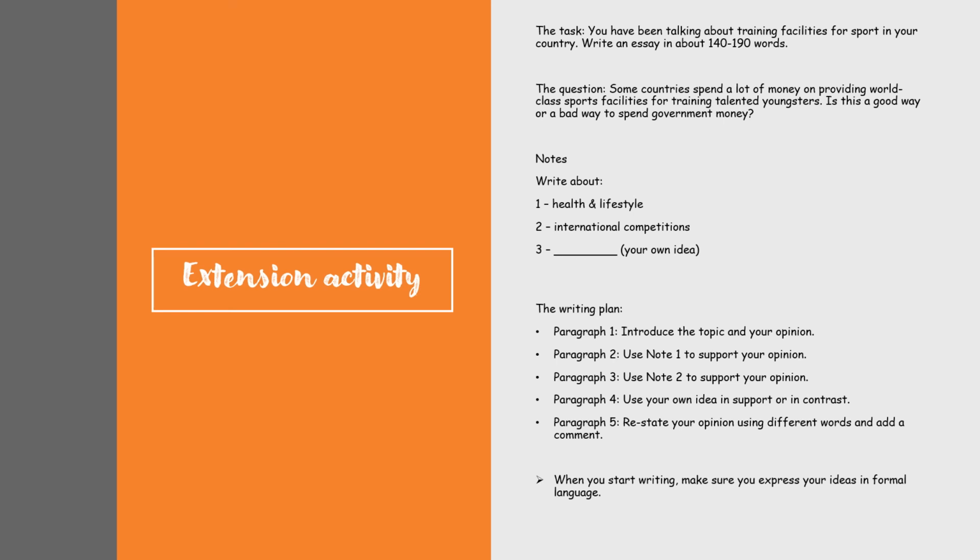Finally, this is the extension activity for your writing task. I hope you have a better understanding of the tutorial on writing an opinion essay. The task is, you have been talking about training facilities for sport in your country. Write an essay in about 140 to 190 words. The question is, some countries spend a lot of money on providing world-class sports facilities for training talented youngsters. Is this a good way or a bad way to spend government money?